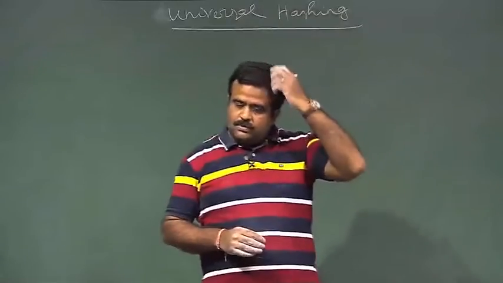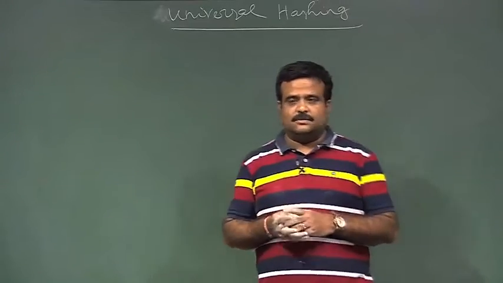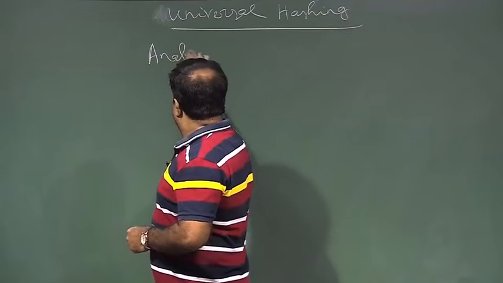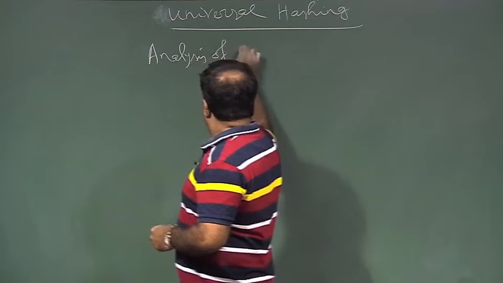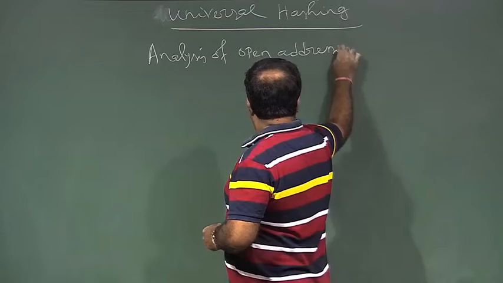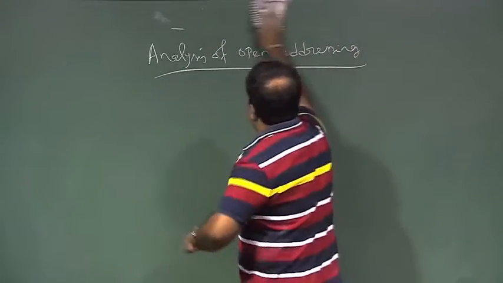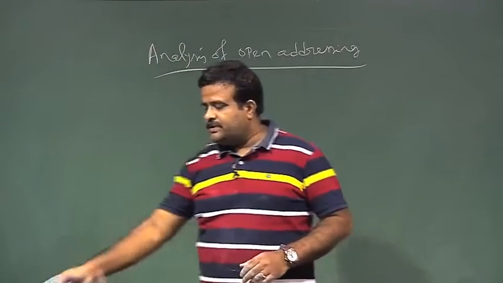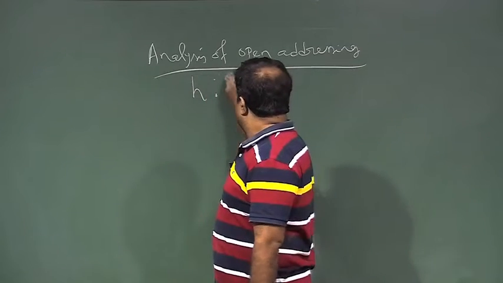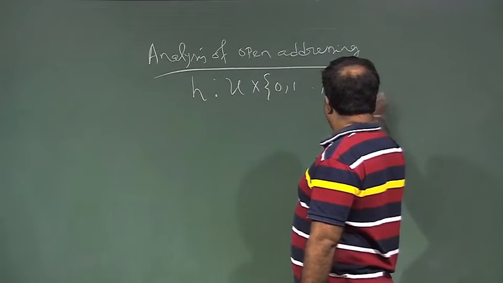Okay, so we talk about universal hashing. Before that, let us just complete the analysis of open addressing. Just to recap, in the open addressing method we have a probe sequence. Here the hash function is a function from U cross, this is the sequence number of probes, to the slots.